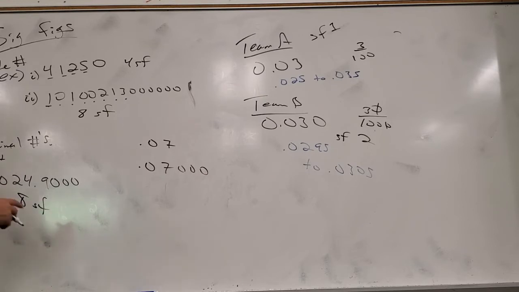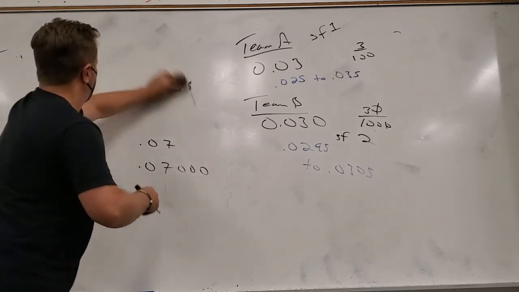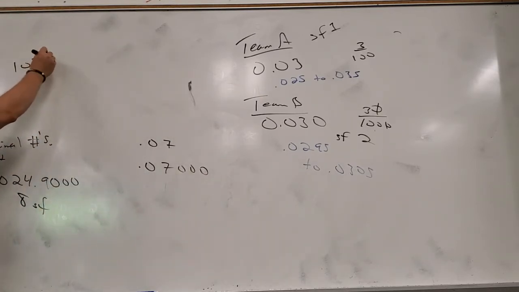Now watch this. If the decimal wasn't there at all, so if it was 1024900, how many sig figs now? 5. 5, because you start at the first and stop at the last non-zero, right? The only thing you need to remember is if it's a decimal number, you count to the end. If it isn't, you stop at the last non-zero. You don't count to the end.